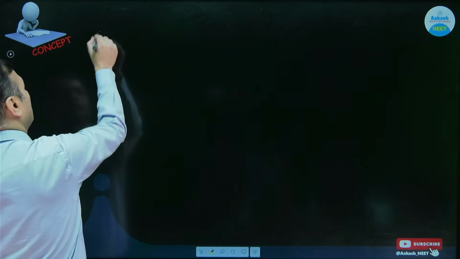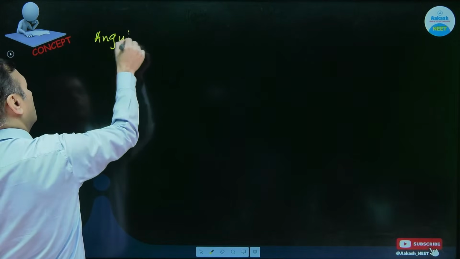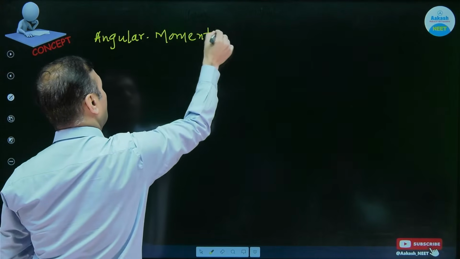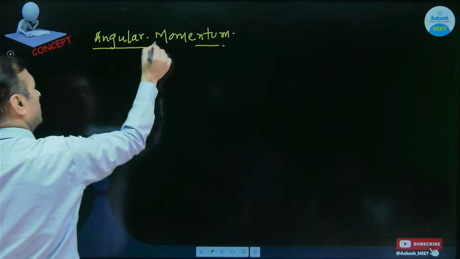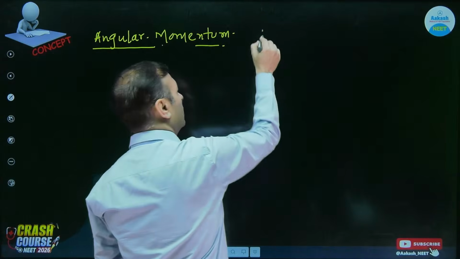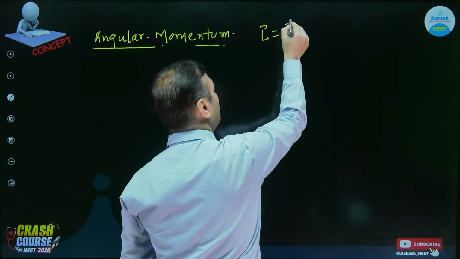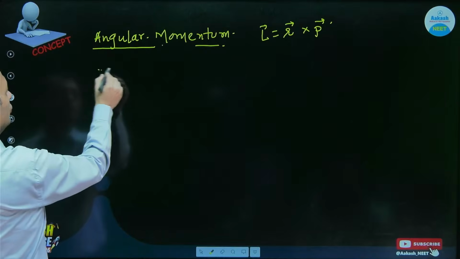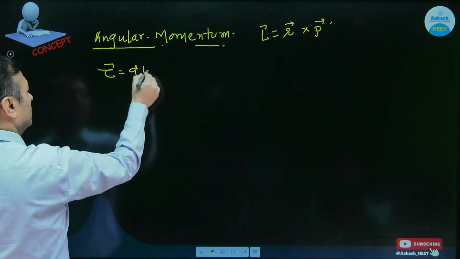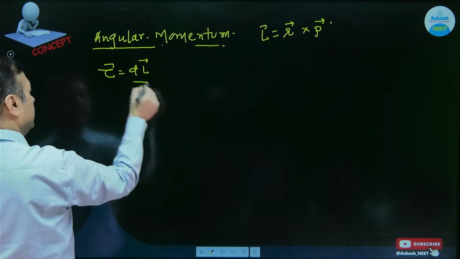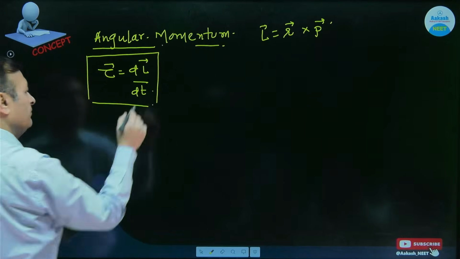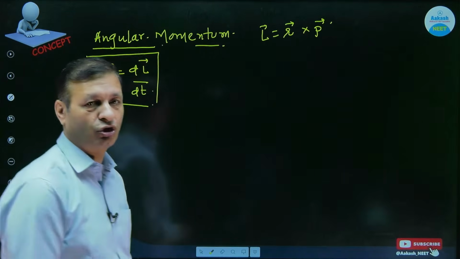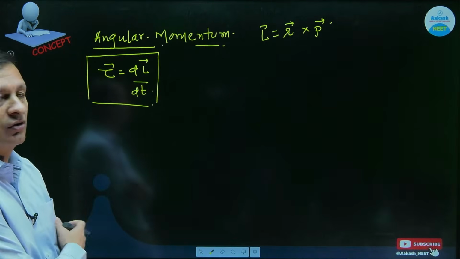Then we have the concept of angular momentum. So angular momentum can be understood as r cross p, and we know torque is dL by dt. The rate of change of angular momentum with respect to time is also defined as torque. Got it?